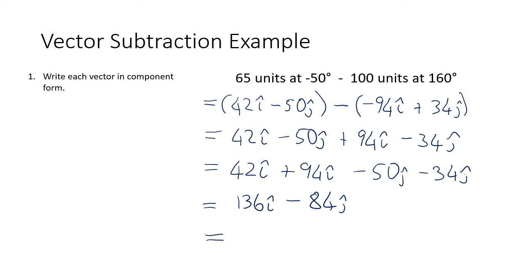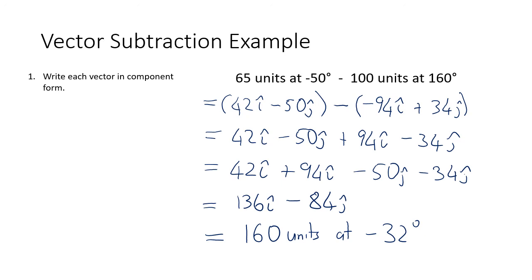Using the Pythagorean theorem, we will find the length of that vector is 160 units. And the direction, we're going to find the inverse tangent of negative 84 over 136. And the calculator gives you minus 32 degrees. But we need to double check, is that the right direction or do we want the other one? Well, the components are telling us that we're going to the right and down. Negative 32 degrees is to the right and down. So there is our answer.